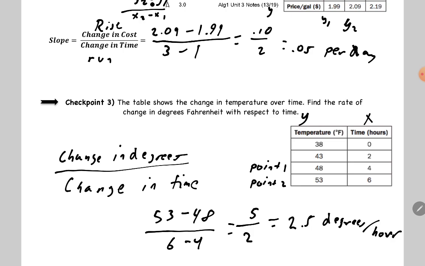And that is all we have for today. So today we learned about slope, rise over run, y2 minus y1 over x2 minus x1. And we did a couple word problems.